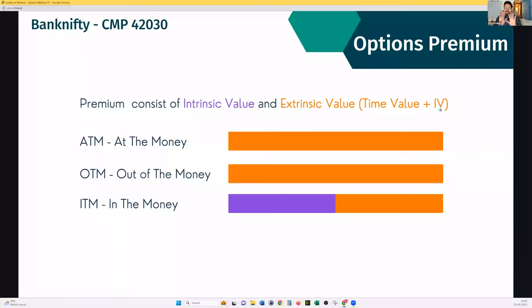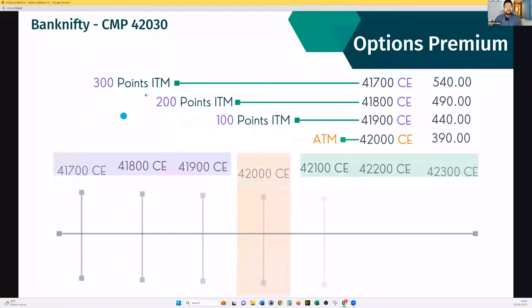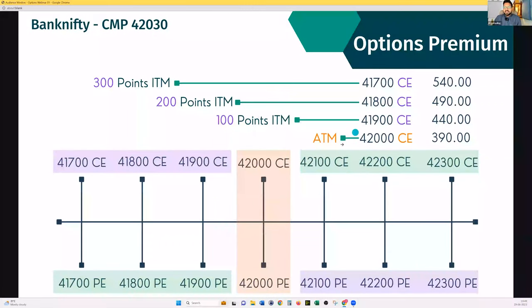Okay, so for the time being, you guys understand this. ATM, OTM will have only extrinsic value. In the money will have both intrinsic as well as extrinsic value. Okay, so now here you see, guys, ATM is 42,000.